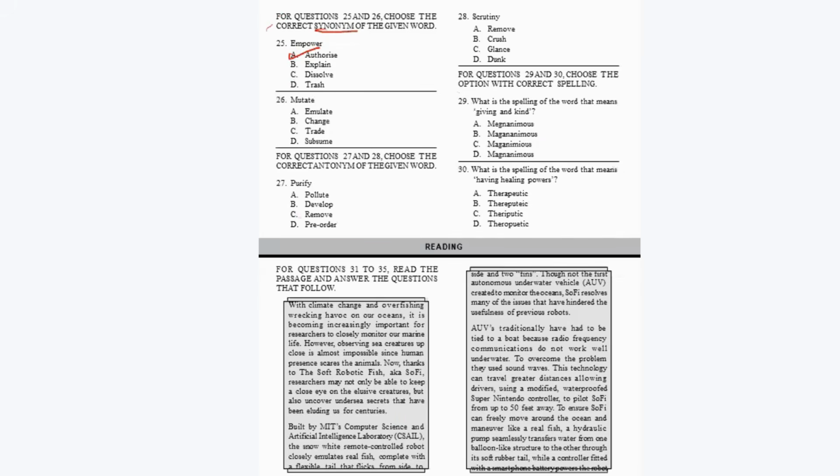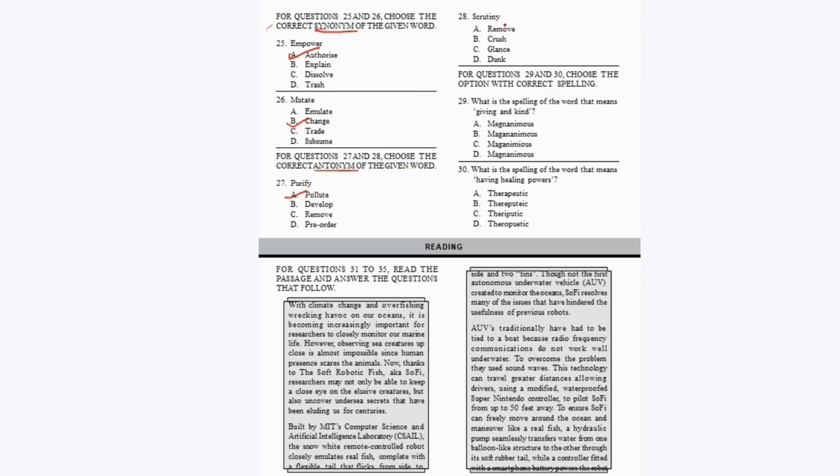Okay, and then mutate. Mutate means change in the original form. So it could be option B, change. Now, for questions 27 and 28, choose the correct antonym of the given word. Antonym means opposite of the given word. So, purify means to make something pure. And the opposite of that would be pollute. Okay, so it's option A here.